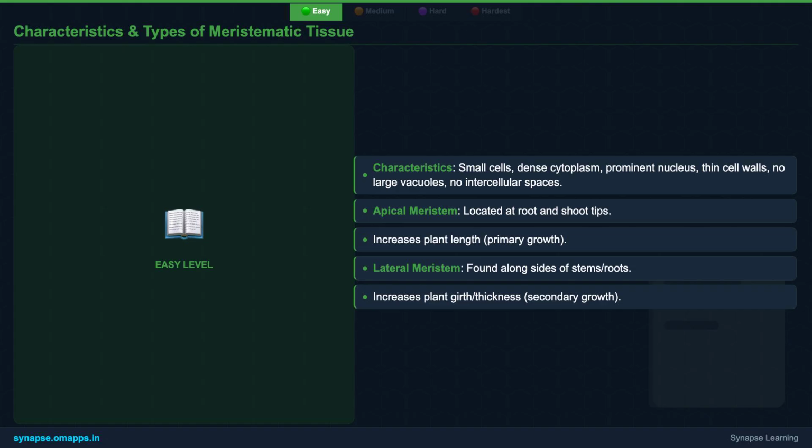Based on where they are found, we have three types. Apical meristems are at the tips of roots and shoots, making the plant grow longer. Lateral meristems are found along the sides, making the plant grow wider. And intercalary meristems are at the base of leaves or between stem segments, helping plants like grasses regrow after being cut. This constant activity allows a tiny seedling to become a huge tree.